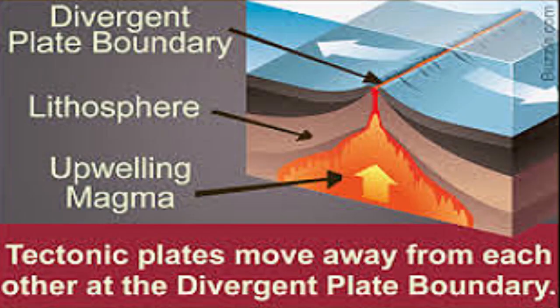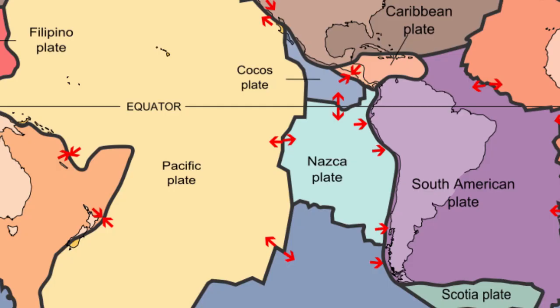Okay? Mid-oceanic ridges, an example would be the mid-Atlantic and the East Pacific Rise. Okay, the East Pacific Rise is located in between the Pacific Plate and the South American Plate and the Nazca Plate.